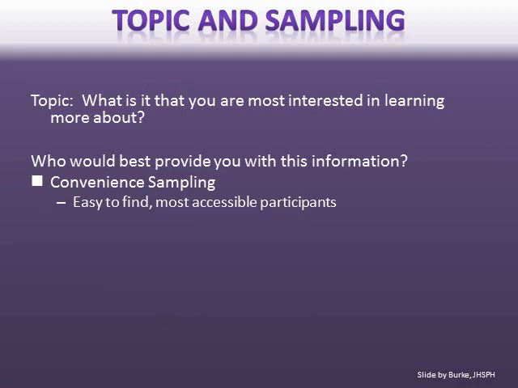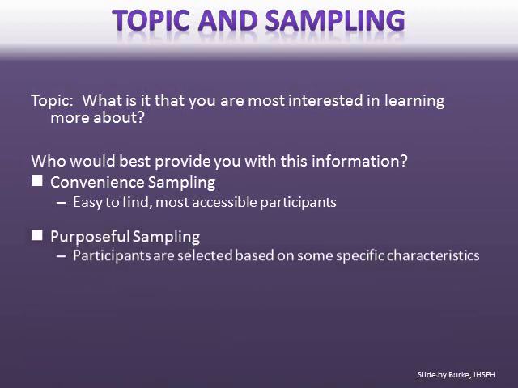One is convenience sampling. Convenience sampling is really focused on just finding the participants that are easiest for you to find. So, for example, I'm sitting in my office right now, I could walk out into the hall, and if I want to know about students' experiences here at UWB, I just grab people as they walk by and interview them. So that's an example of a convenience sampling approach.